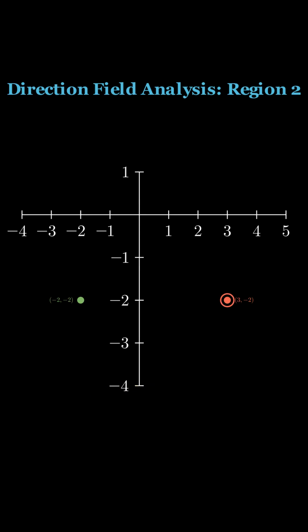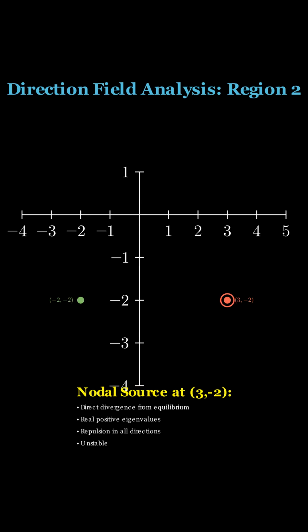The point 3, -2 is a nodal source. Here, all trajectories flow directly away from the equilibrium point. This indicates real, positive eigenvalues in the linearization. Nodal sources are unstable, as any perturbation causes the system to move away from equilibrium.